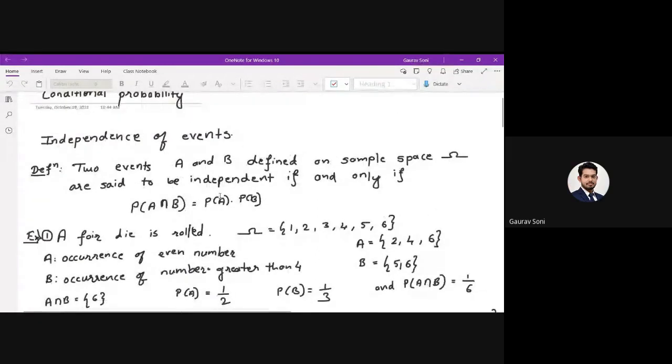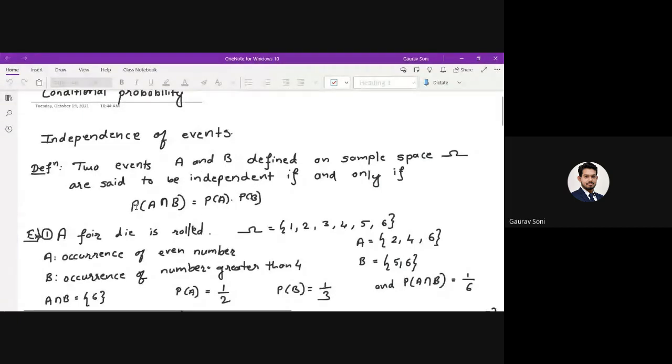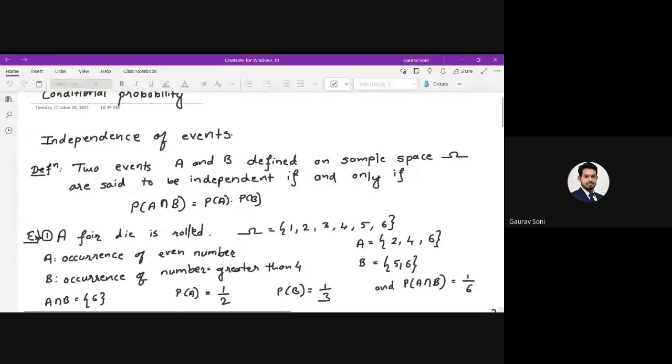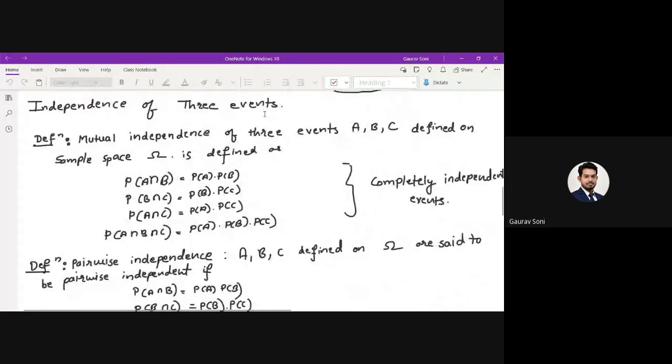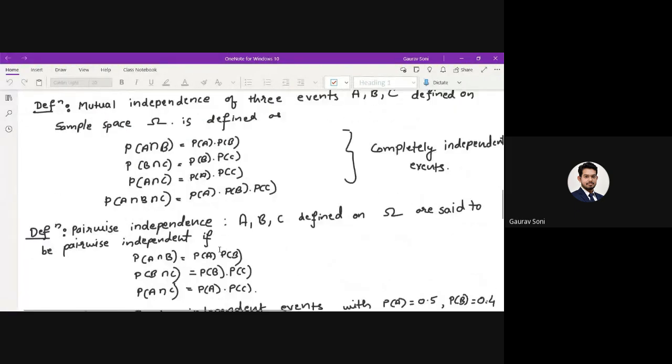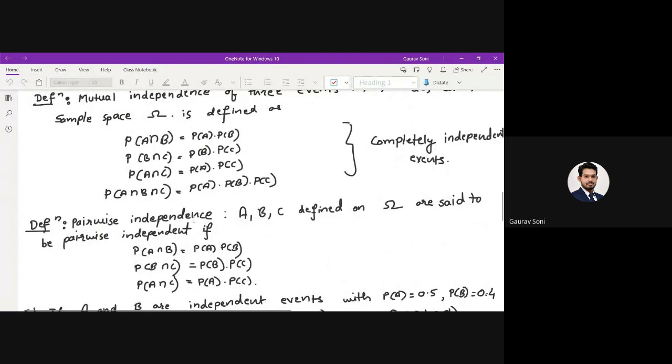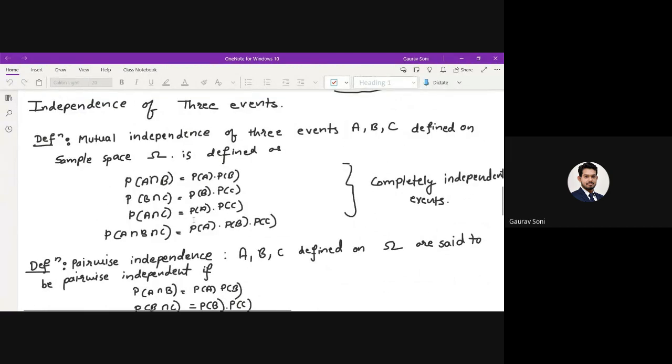So two events A and B are said to be independent if probability of A intersection B is equal to the probability of A into probability of B. This was for the two events. We also saw for the three events. So for three events, there are two cases. They are pairwise independent or they are completely independent, which is also called the mutual independence of three events.